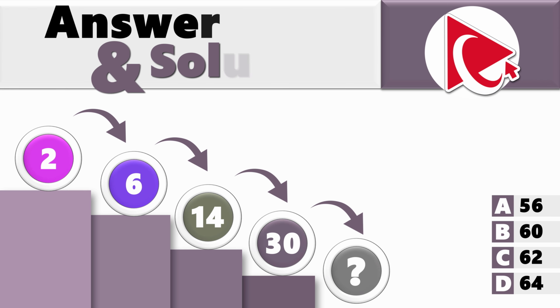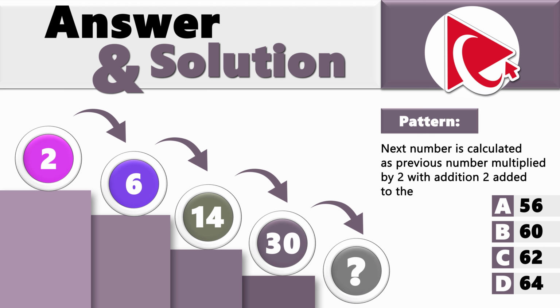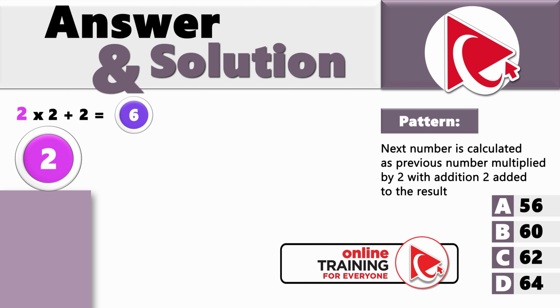As you might be well aware, to get to the answer for this particular question, you need to understand the pattern. And the pattern here is that the next number is calculated as the previous number multiplied by 2 with the addition of 2 to the result. Let's look at the example. For example, the number on the ball when it's on top of the stairs is 2. As it falls to the next step, you need to multiply 2 by 2 and add 2. So the end result of this is 6.